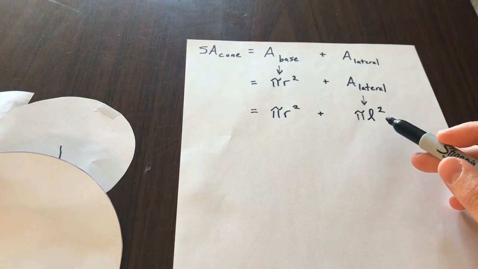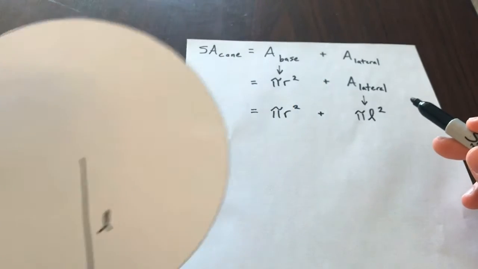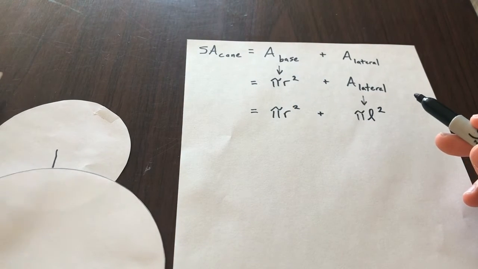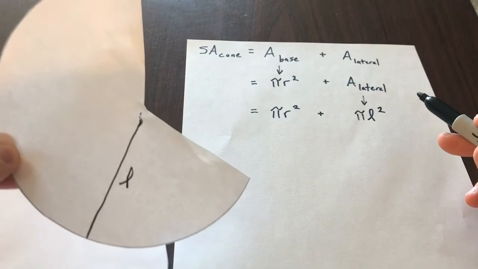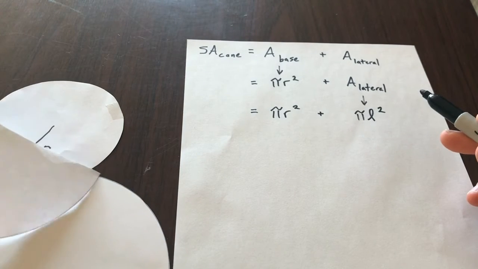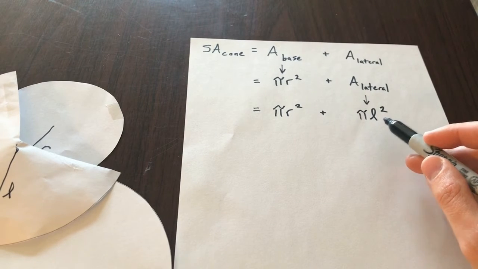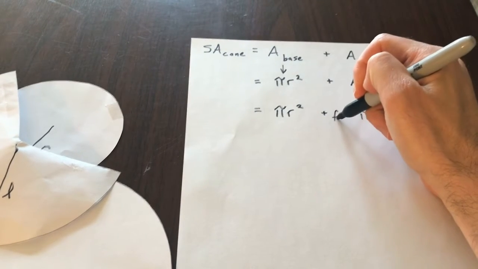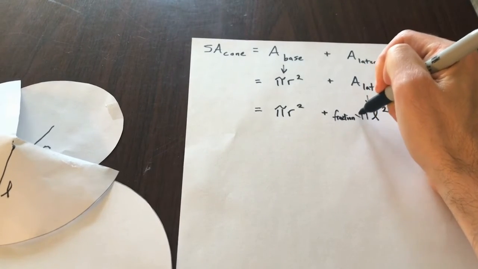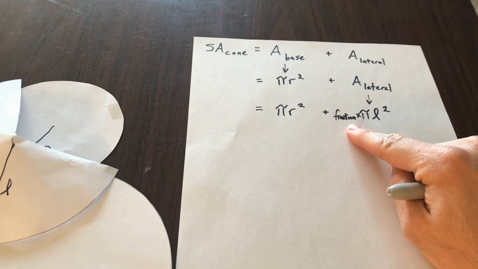Pi L squared is the area of a complete circle of radius L. Remember, when we unraveled the lateral surface of the cone, we did not get a complete circle, only a fraction of a circle, which means that we need to multiply this term in our equation by some fraction. What should this fraction be? Should it be 1/2, 2/3, 19/500? What?